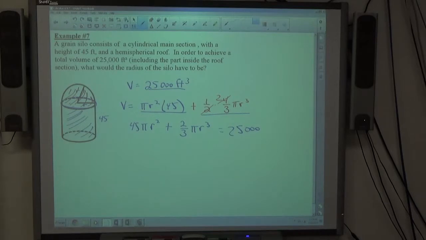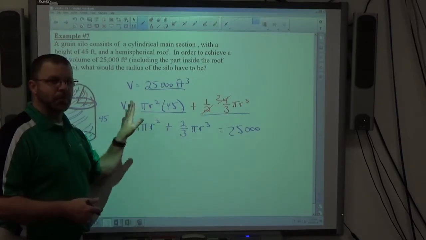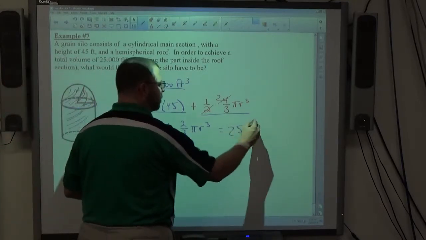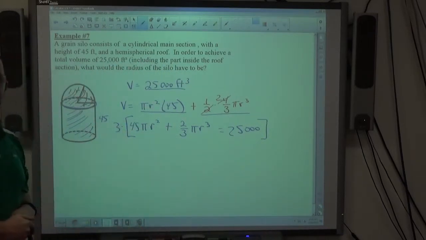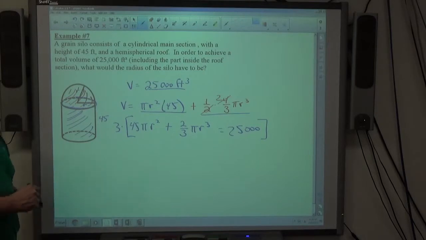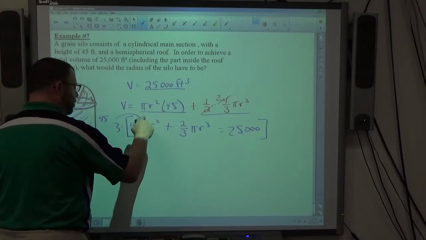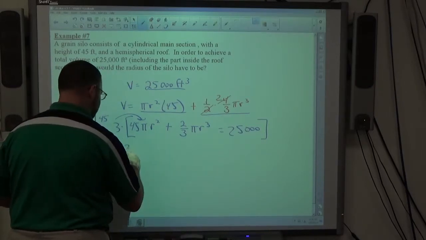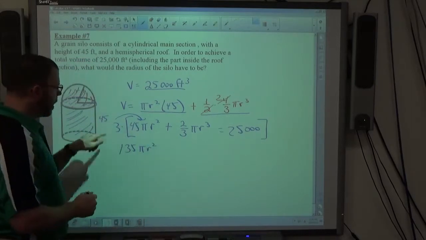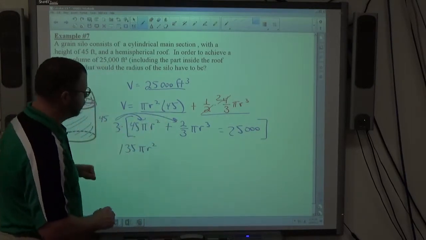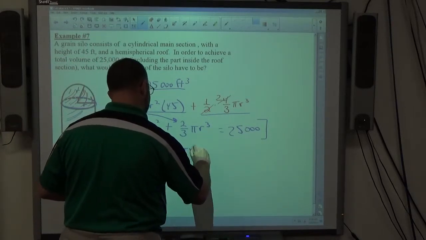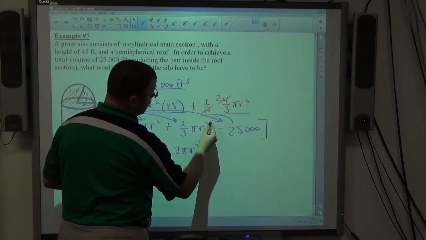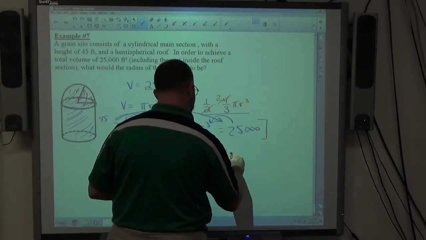Couple things. First thing I notice, there's a fraction. I can multiply everything by 3 to get rid of that fraction. That's your choice, you don't have to do that. I like to get rid of the fractions. Anytime I don't have to hit a divided by key on my calculator, it makes me feel better about myself. 3 times 45 is 135, so 135 pi r squared. 3 times 2/3, the 3's cancel, so I'm going to get 2 pi r cubed. And I'm going to multiply 3 times 25,000, that's 75,000, but I'm going to move the 75,000 over to the left-hand side. So minus 75,000 equals 0.